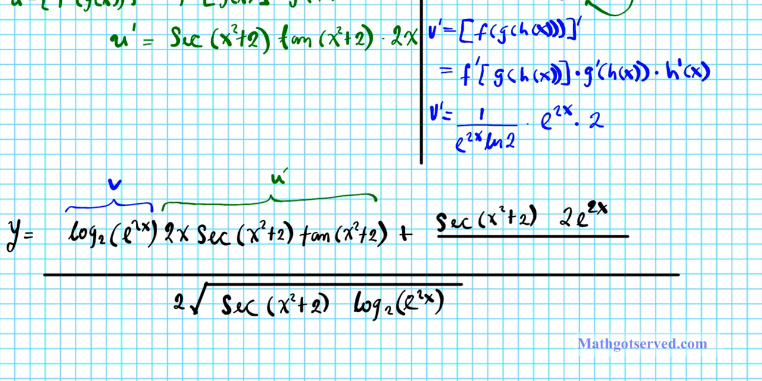divided by e to the 2x times the natural logarithm of 2. Okay, so there basically goes your final answer. This portion right here is u, of course, and this other piece right here, that's v prime. Okay. All right, so there goes the solution to question number 3.